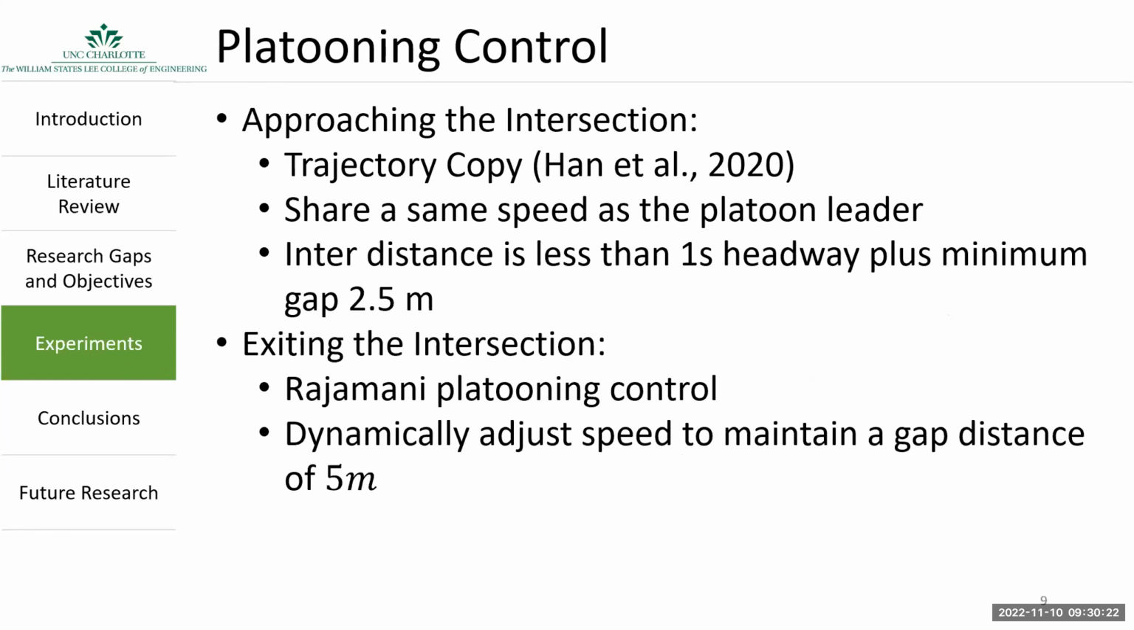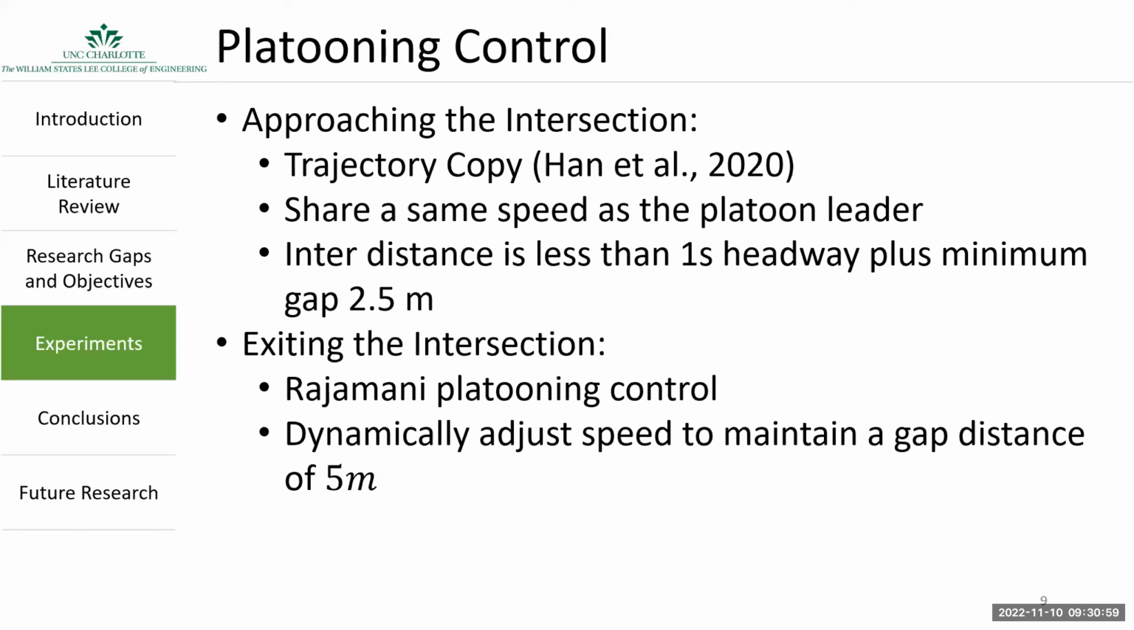So I divided the platooning situation into two cases. First is when the vehicle is approaching the intersection, since it can meet a stopped vehicle. So I adopted the concept of a trajectory copy introduced by Han in 2020. The trajectory copy is quite simple. It just defines the following vehicle speed as the platoon leader speed being copied.